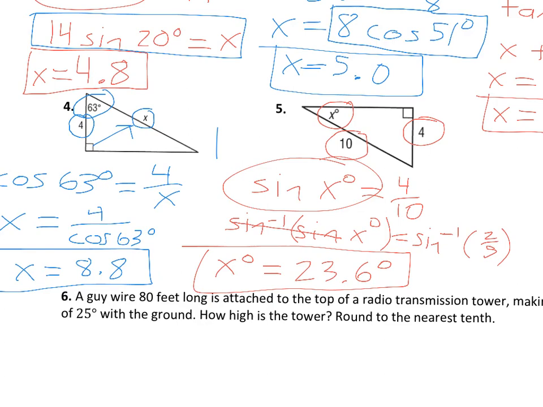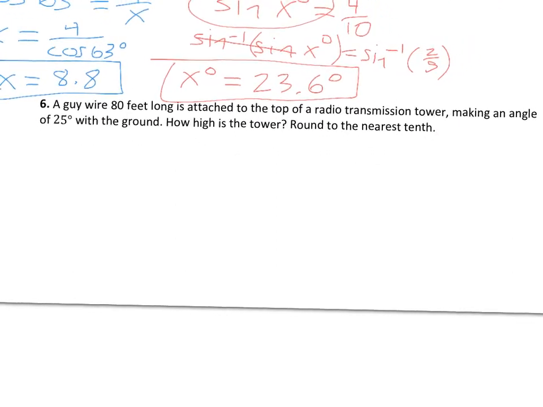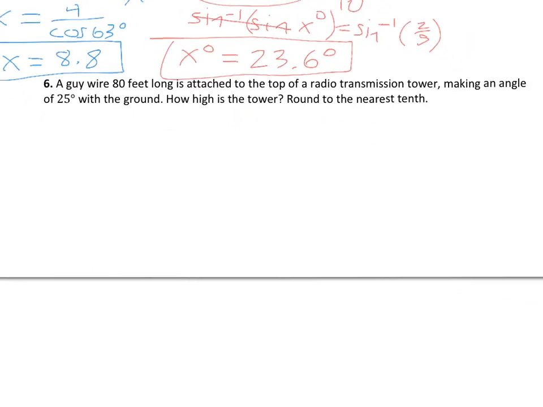Okay, and now we have a word problem. A guy wire, whatever that is, 80 feet long, is attached to the top of a radio transmission tower, making an angle of 25 degrees with the ground. How high is the tower? Round to the nearest tenth.